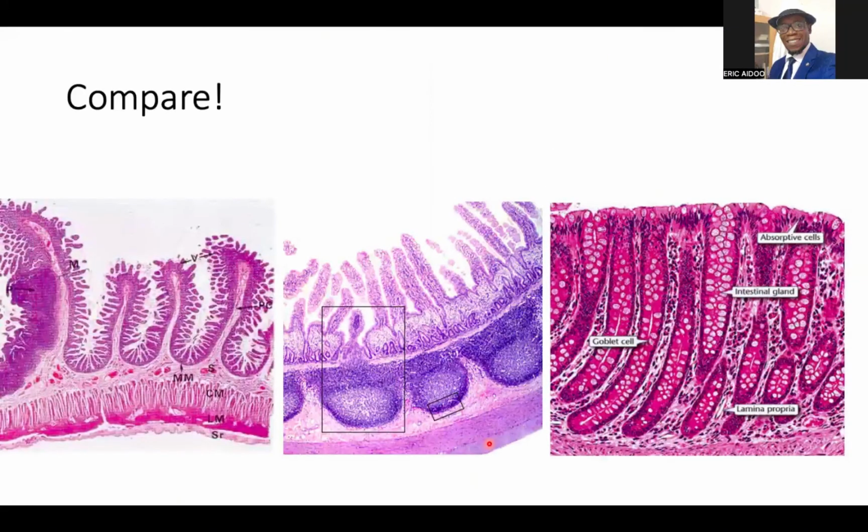So I put here: compare. If you have this and you need to give them names, how are you going to do that? From the lecture we've had so far, you should be able to tell what this is, what that is, and what that is. Okay, so quickly write your answers down before I project my answer, and then you can compare. I'm just about to show my answers.